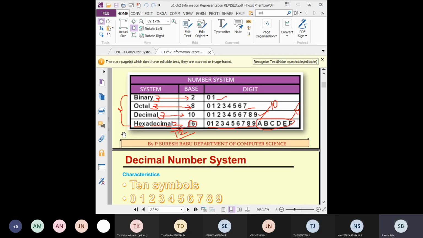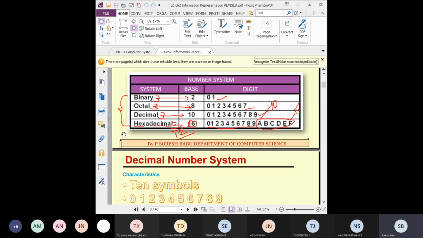Then decimal number system. Decimal means the thing we are using in real life. So deci means 10. Okay, so 10 means we can use 10 digits. Okay, 0, 1, 2, 3, 4, 5, 6, 7, 8, 9. Okay, so totally 10 numbers are there.